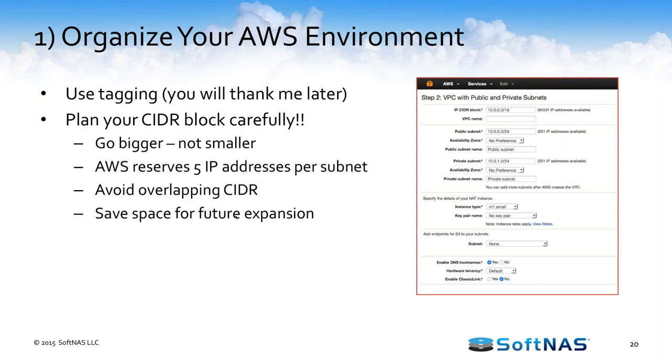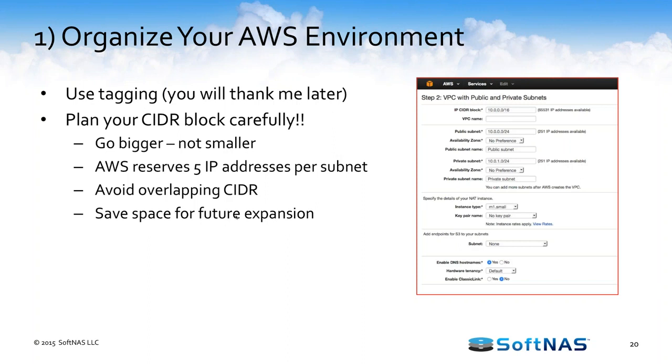Make sure you plan your CIDR block very carefully. I would suggest that you go a little bit bigger than you think you need and not smaller. Remember that every subnet that you create, AWS takes 5 of those IP addresses per subnet. Right, so when you create a subnet, know that off the top there's a 5 IP overhead.